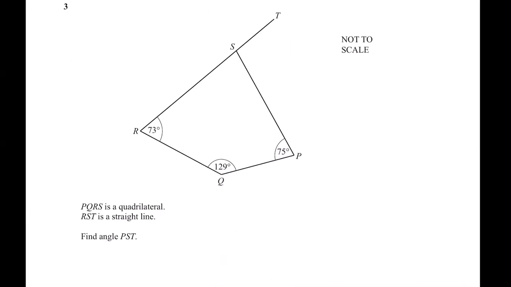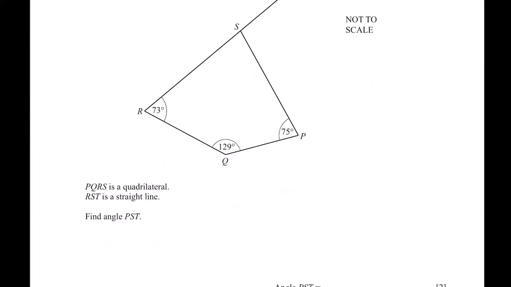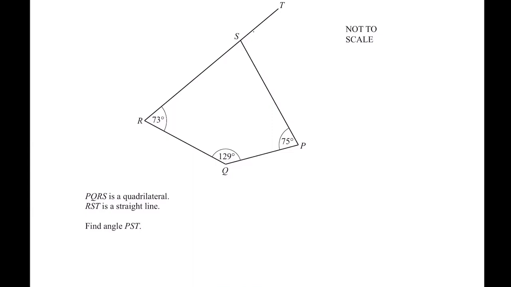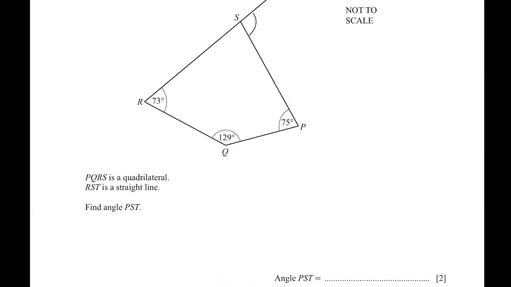PQRS is a quadrilateral, RST is a straight line. Find angle PST. PST will be here. So what we need to do is find angle RSP, which is equal to quadrilateral 360 minus 75 minus 129 minus 73. That is 83. And then 180 for the straight line minus 83, which gives 97 degrees.